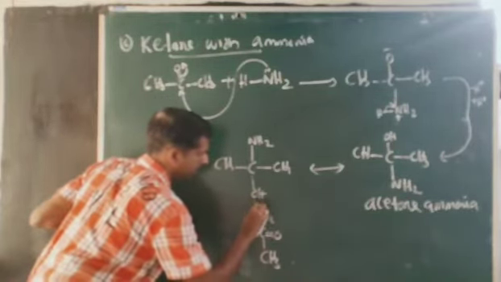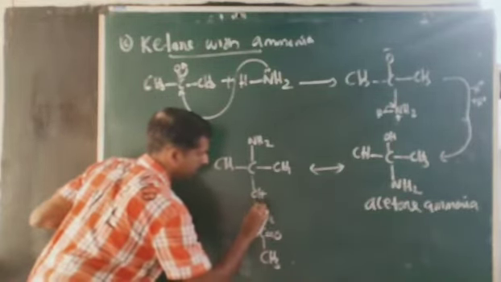Okay, so the first one is the reaction of aldehyde other than formaldehyde with ammonia. Then formaldehyde reacting with ammonia, we will get urotropin, and here the reaction of ketone with ammonia. So this is the addition of ammonia to aldehyde or ketone.